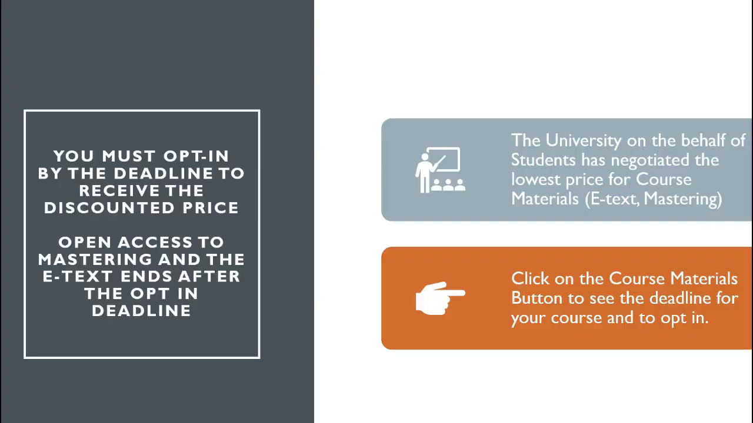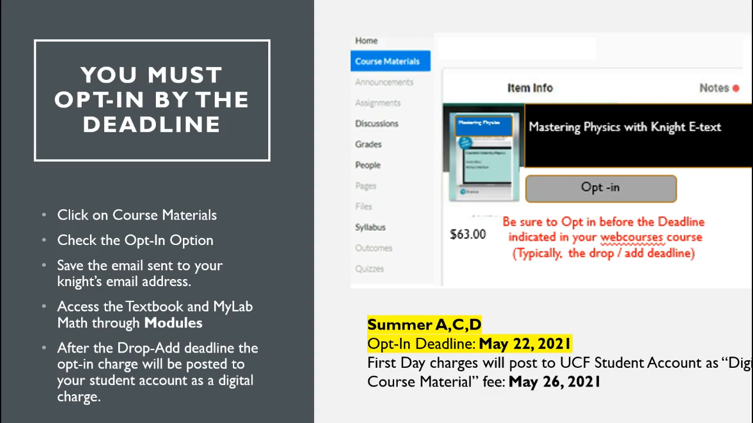You have to opt in before the deadline to receive the discounted price, and that will give you access to the e-text and Mastering for the full semester. Once you click on the course materials button, you'll see the deadline for the course to opt in. If you don't opt in after the deadline, you will lose the free access to the e-text and Mastering. So, just one more time, make sure you opt in by the deadline, click on the course materials button, and check the opt-in option so that you can opt in.